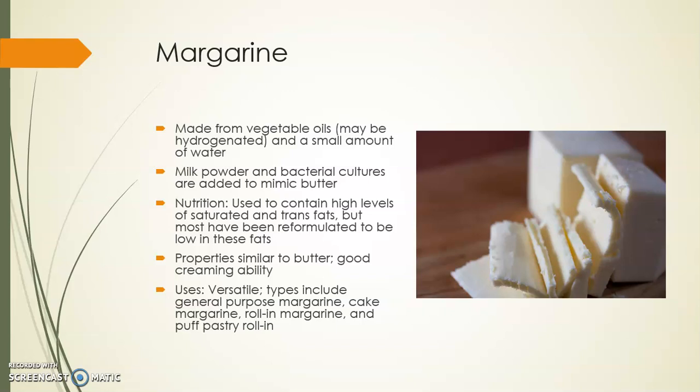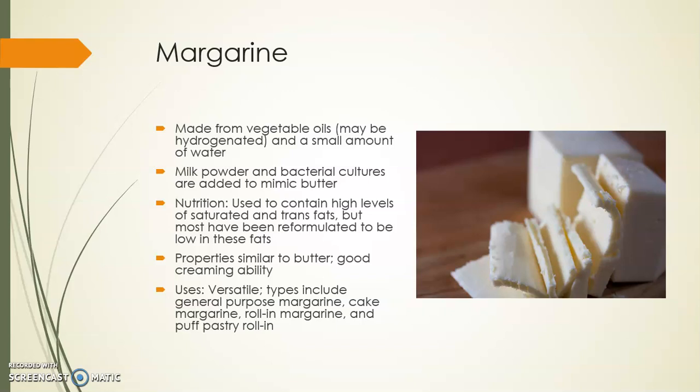The properties of margarine are very similar to butter. It has a fairly low melting point compared to shortening, but it has a good creaming ability, and that makes it very versatile. You can make specialized margarine as well. Sometimes manufacturers will alter their process a little bit so that they can make margarine with different properties.